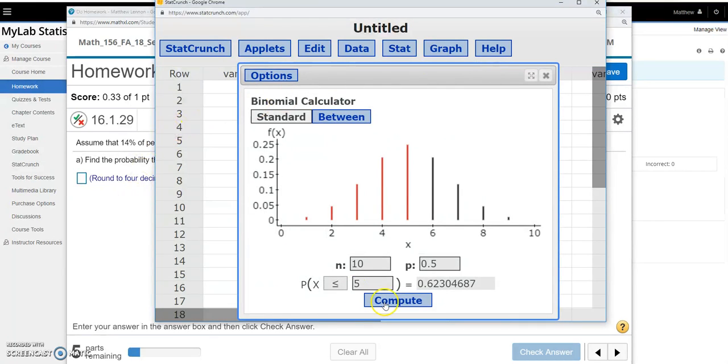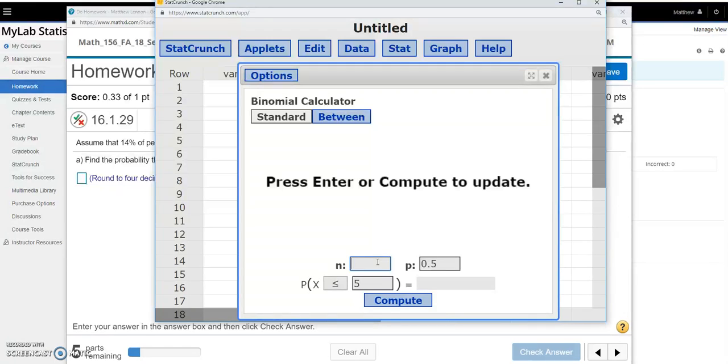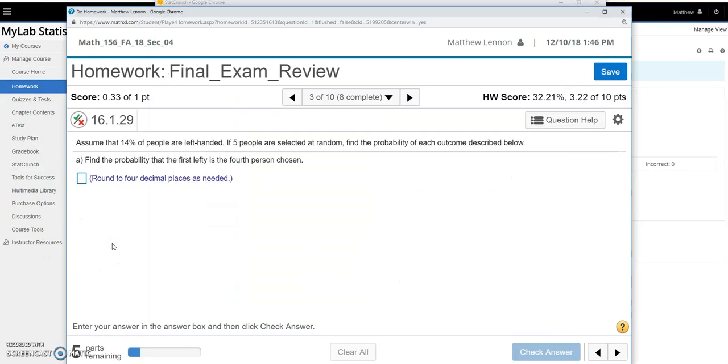So this question is saying, all right, n is equal to 5 because we have 5 trials, and we have 0.14 as the percentage of people that are left-handed. So if we select 5 people at random, and we're trying to find the probability that the first lefty is the 4th person chosen, for this particular part, you don't really even need the binomial calculator yet. What you're trying to do is just figure out that the first person that's left-handed is the 4th person chosen.